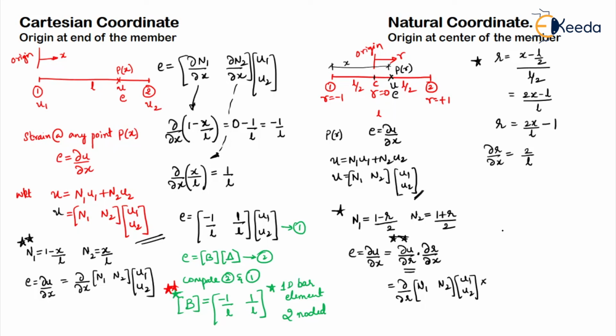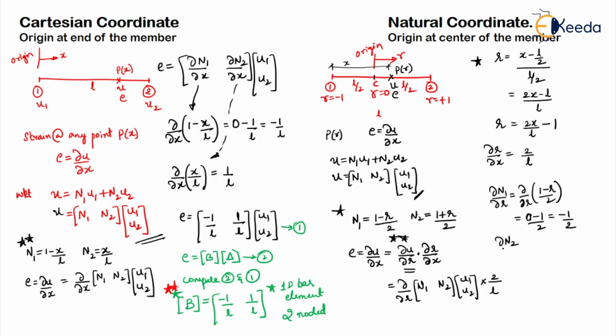What is dou R by dou X for you? It's 2 by L. Right. So differentiate N1 with respect to R and differentiate N2 with respect to R. So what will be your dou N1 by dou R? Nothing but dou by dou R of 1 minus R by 2. So what will it be? The differentiation of constant is 0. So 0 minus 1 by 2. That will be minus 1 by 2.